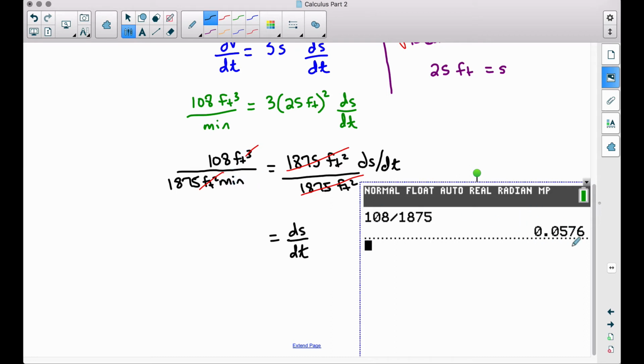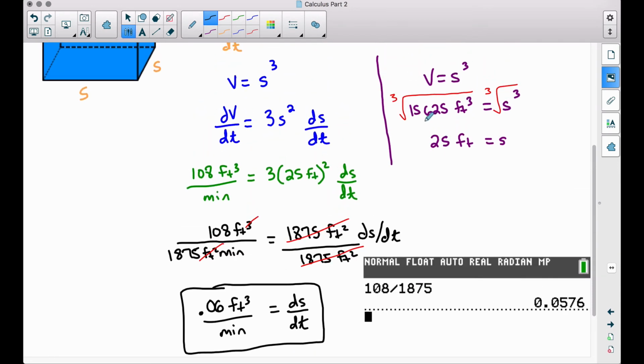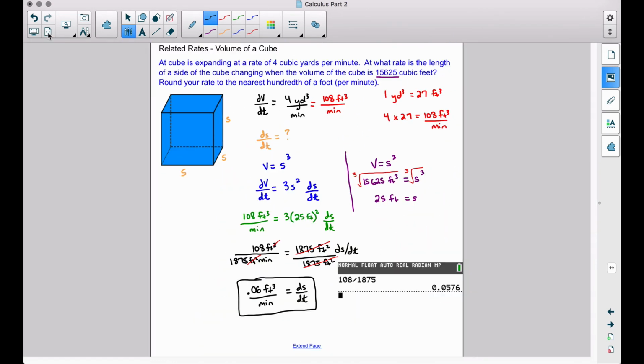We get 0.0576, and since we need to round to the nearest hundredth of a foot, 0.06 feet per minute is the rate of change of the length of a side when the volume of that cube is 15,625 cubic feet, given that the rate of change of the volume is 108 cubic feet per minute. And there you have it, a related rates problem dealing with the volume of a cube.